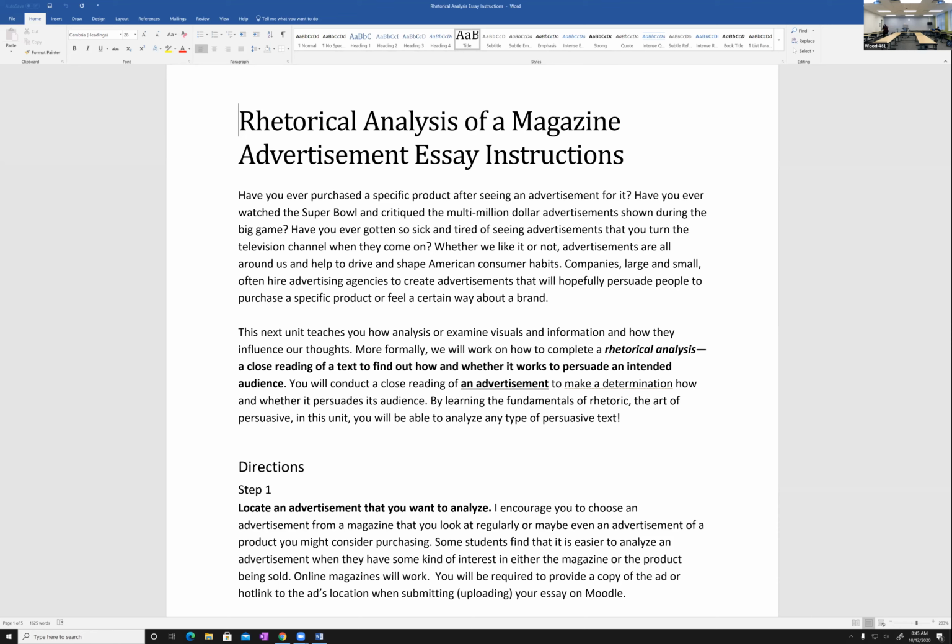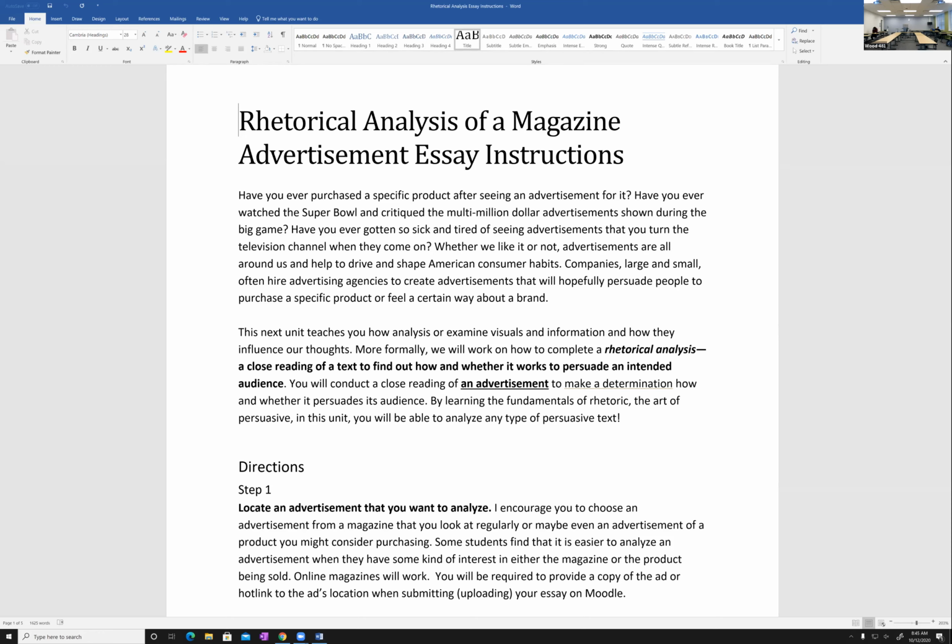So the purpose of this essay is kind of analyzing ads. Now, I give you an example up here as we think about commercials. Commercials are a type of ad. And one of the most famous, I guess, programs for commercials is the Super Bowl.